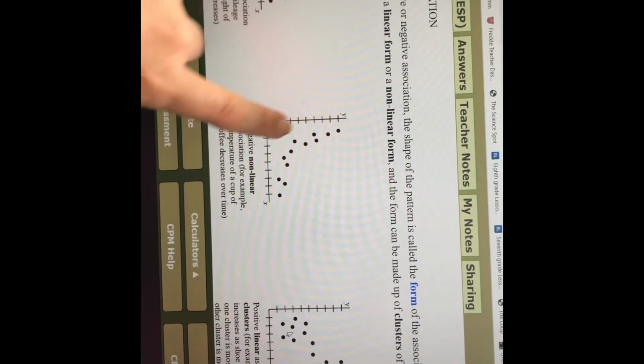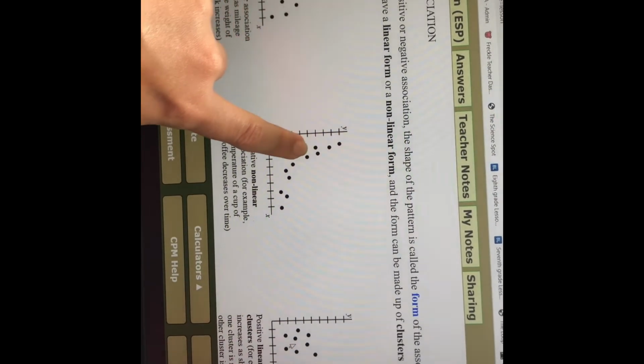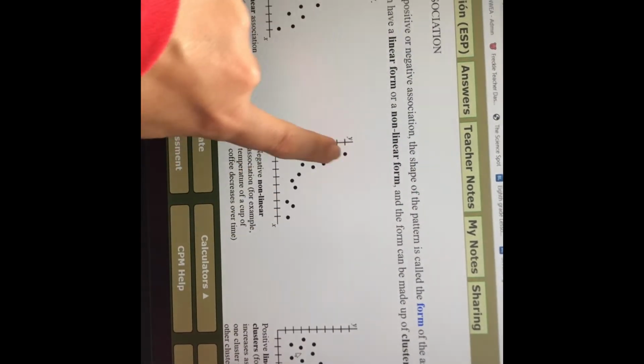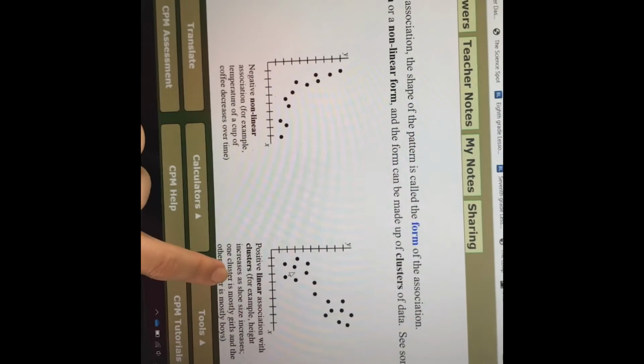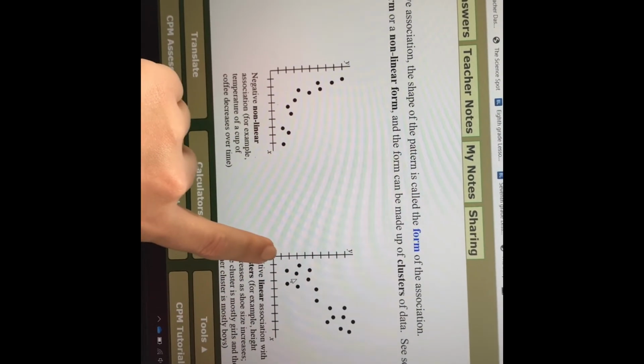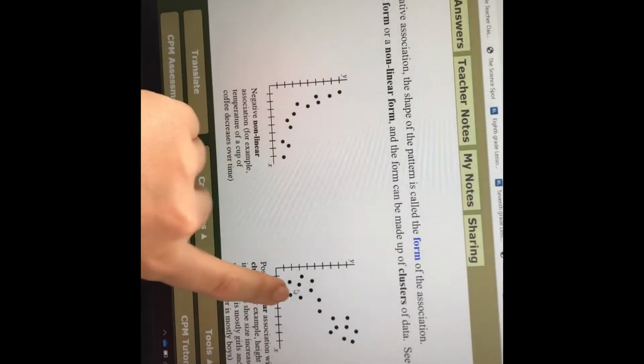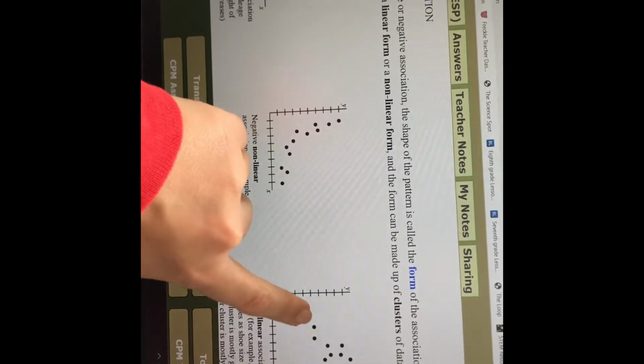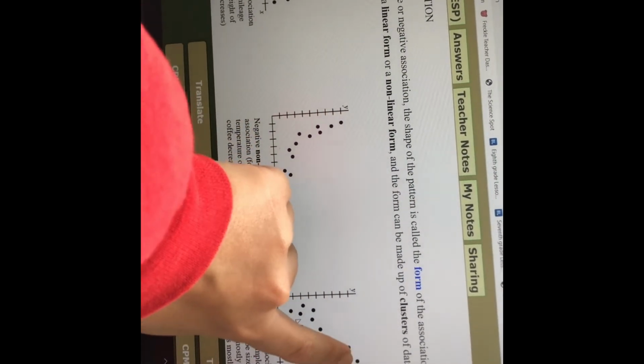So here's a negative linear association. It's got starting way up here and it goes down. That's a negative linear because it's in a straight association form. This one's a negative nonlinear because it's more of a curved form. And this one is a positive linear because it's going up and to the right, and it's not curved, it's kind of straight. And it's also clustering down here, and it's clustering up here.